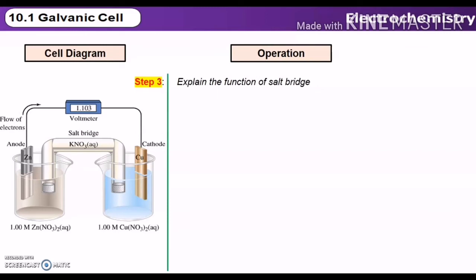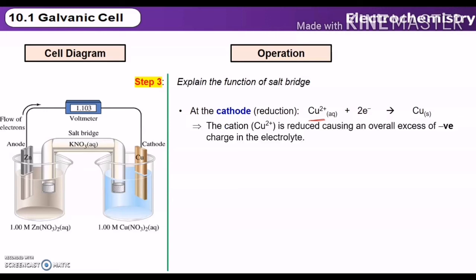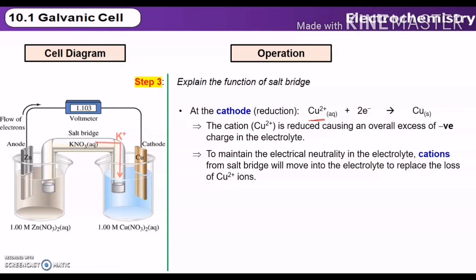Next, we shall look at the function of the salt bridge. At the cathode, we know that reduction happens. So, the Cu2+ ions from the aqueous solution are consumed, or Cu2+ ions are reduced to Cu metal. In other words, the Cu2+ in the solution becomes less and less, causing an overall excess of negative charge in the electrolyte. To maintain the electrical neutrality in the electrolyte, the cations, in this case potassium ions, from the salt bridge will move into the electrolyte to replace the loss of Cu2+ ions.